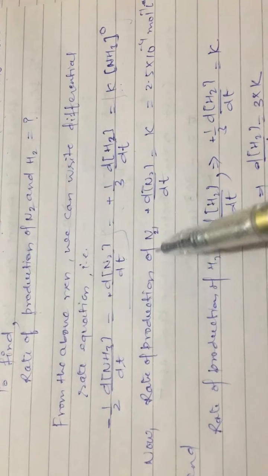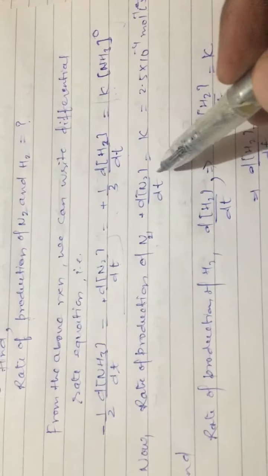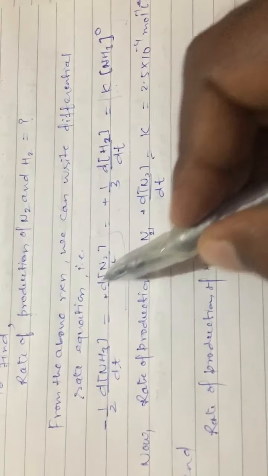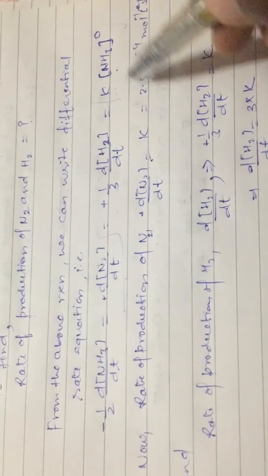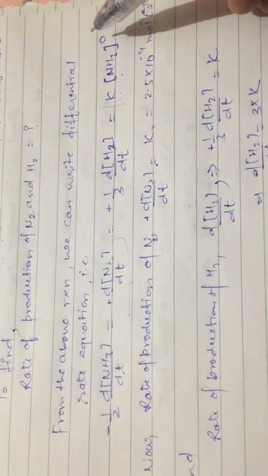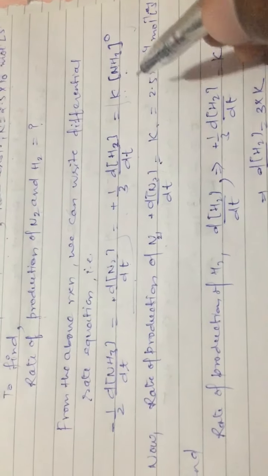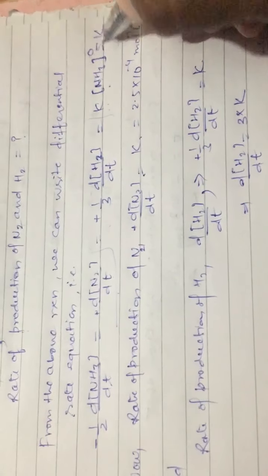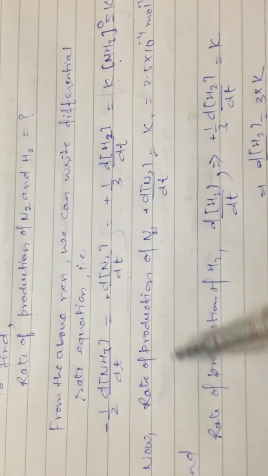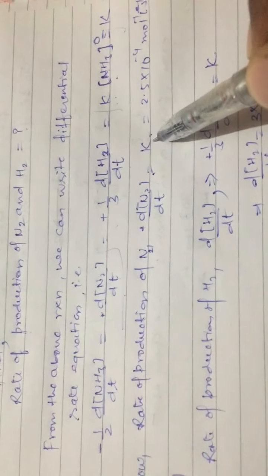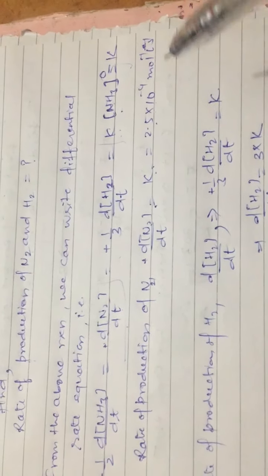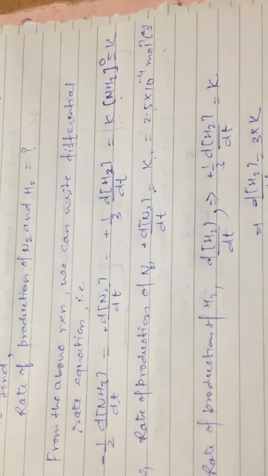So the rate of production of N2, that is differentiation of concentration of N2 upon dt, will be equal to K into NH3 to the power 0, and anything to the power 0 will always give 1, so it will be equal to K. Now the rate of production of N2 will be equal to the rate constant, and the value of the rate constant is 2.5 into 10 to the power minus 4 per mole liter per second.